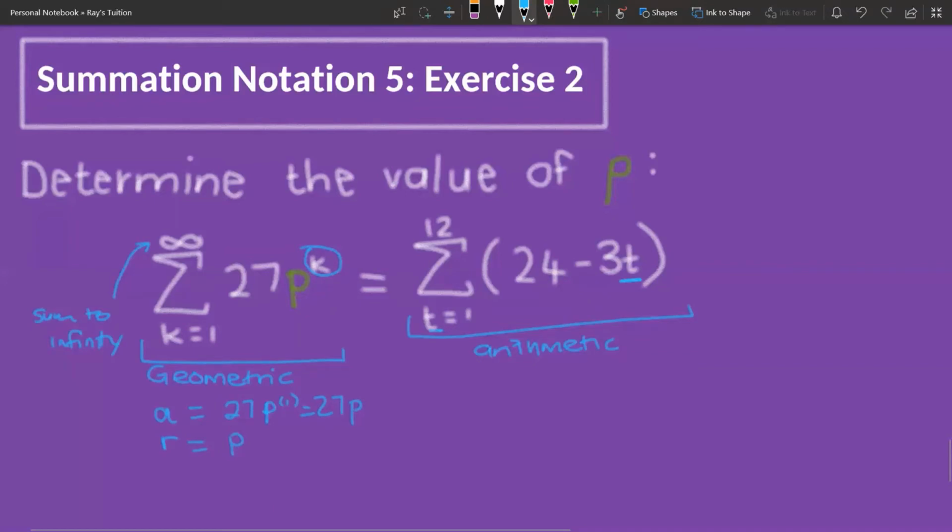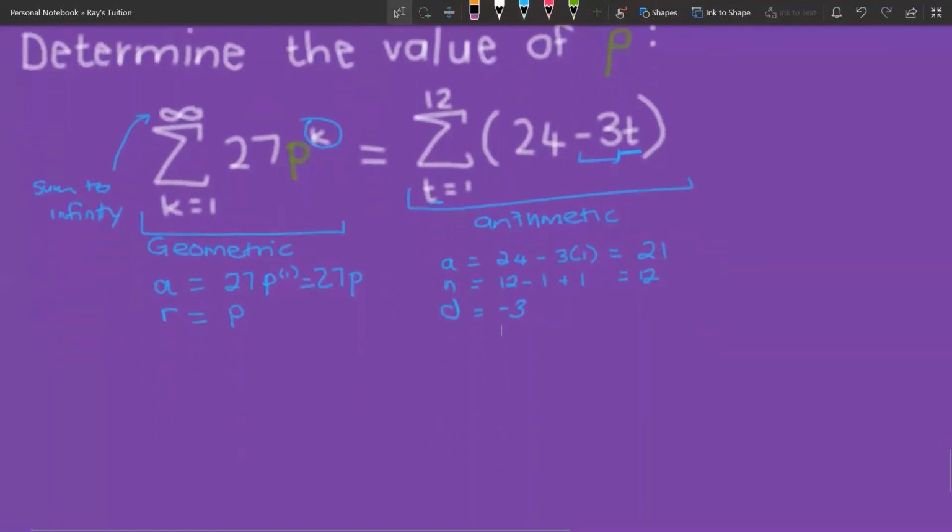For the arithmetic series, it's a sum of 12 terms. So we have A, N, and D. We need to find out what each one of these are. A is when we substitute our bottom index. So it's 24 minus 3 times 1, which is equal to 21. Our N is our top minus our bottom plus 1. So there are 12 terms. And our D is the coefficient of our index, which is minus 3. If you're unsure about how to get any of these things, please watch our previous videos where we go through how to calculate the sum in detail.